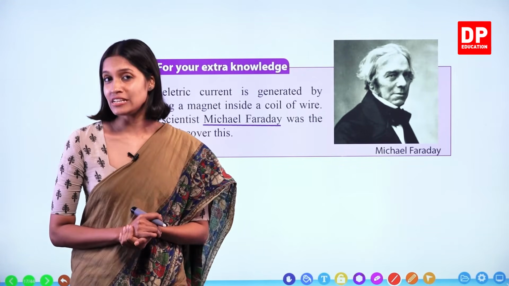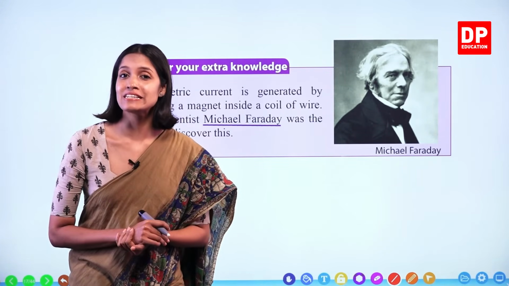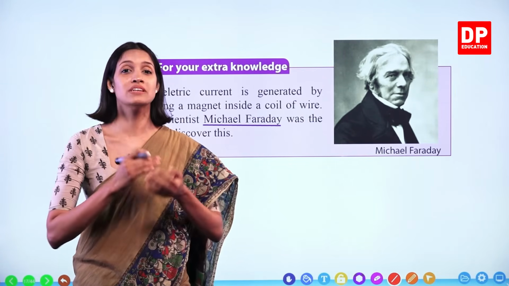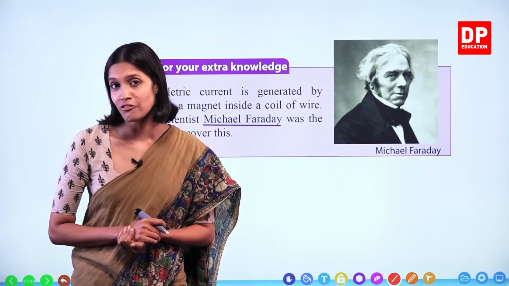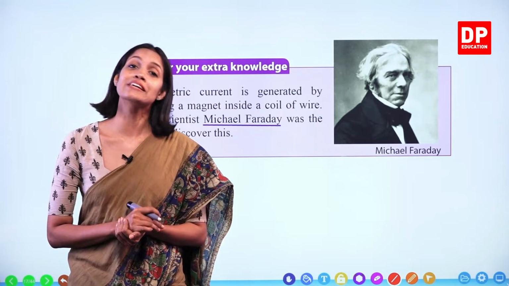Do you remember what we learned in this chapter, children? We learned about different methods of generating electricity. Under that, we learned that electricity can be generated using a lime fruit and even by moving a magnet inside a coil of wire. So we are going to learn more about generating electricity in the next chapters.